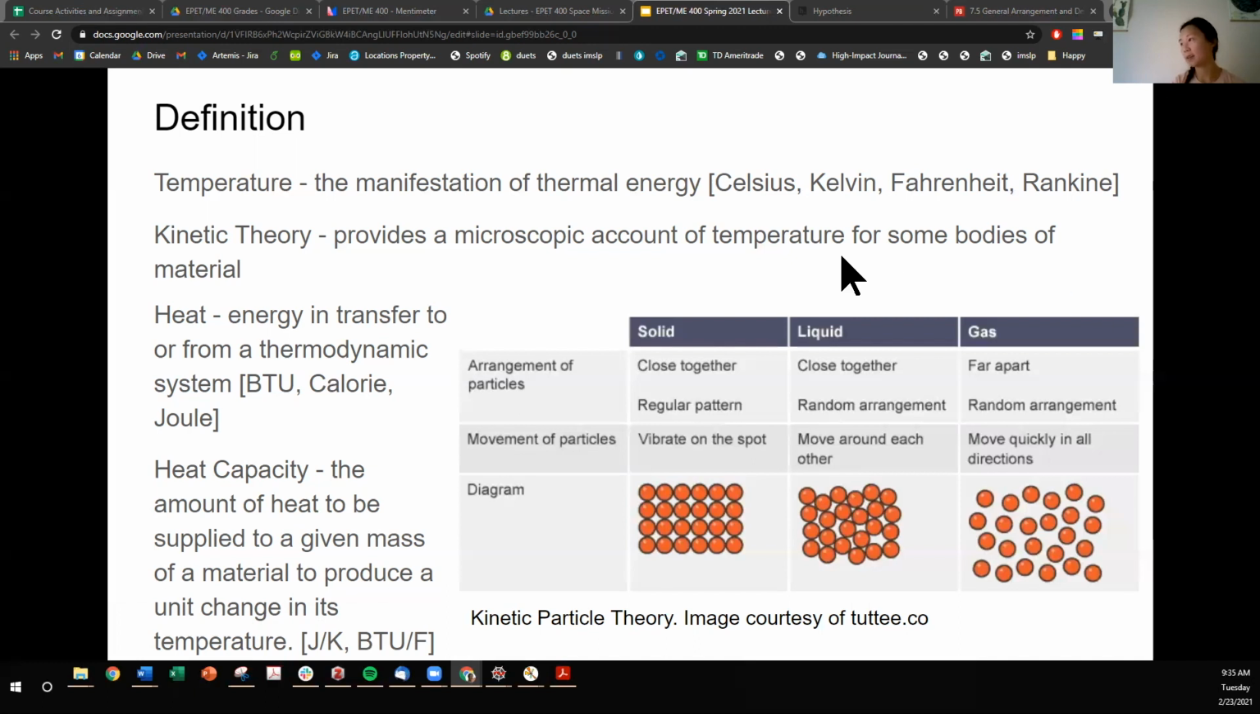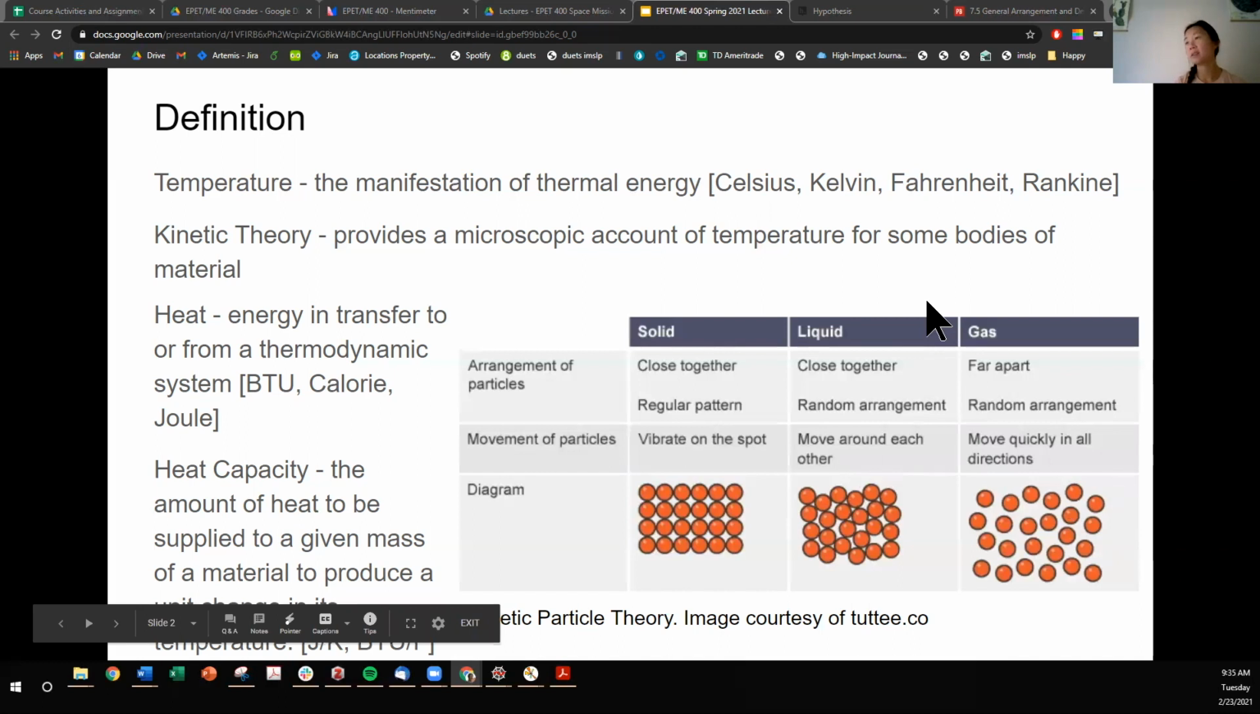So for kinetic theory, what's important is that solids are close together. The particles are close together in a regular pattern, and heat is generated by vibrations on the spot. Liquids, the particles are close together but are in a random arrangement. The movement of the particles is that they slide and slip across each other. For gases, the arrangement of particles is far apart, random arrangement, and they move quickly in all directions.